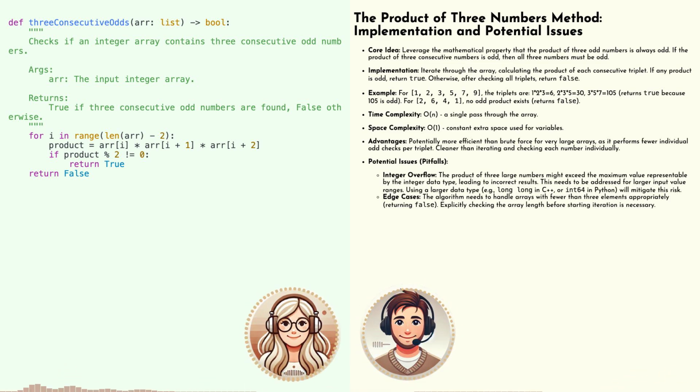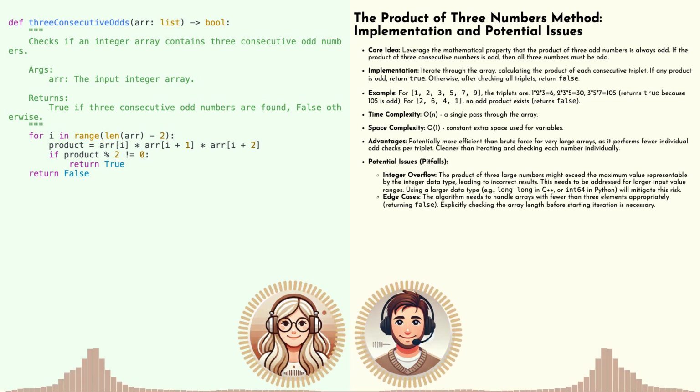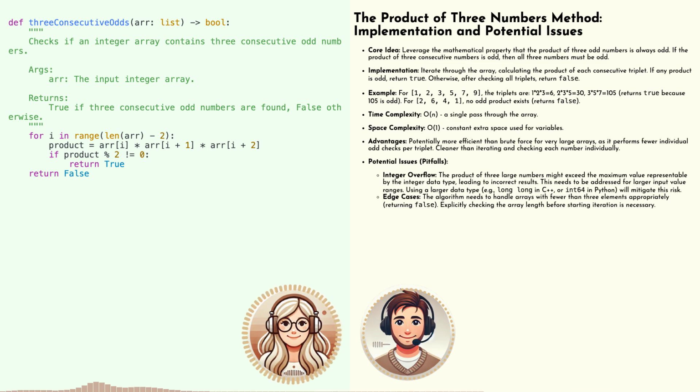It's actually quite similar to our previous approaches. We'd still use a loop to go through the array, but this time for each element, we'd calculate the product of that element, the one next to it, and the one after that. So for each position in the array, we're multiplying a little triplet of numbers together. Exactly. And then we ask that crucial question: is this product odd? If it is, we know for sure that all three numbers in that triplet must be odd. That's the moment of truth. If the product is odd, we've struck gold, we found our consecutive odd numbers, and we can return true.